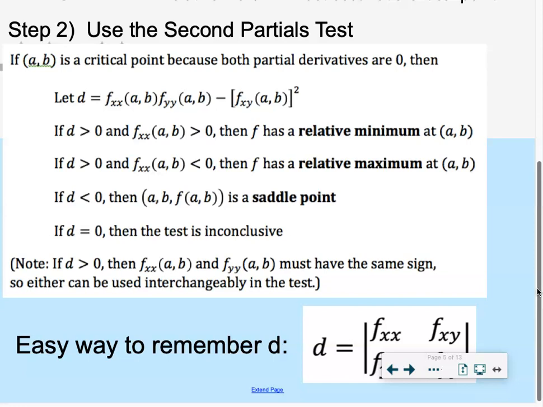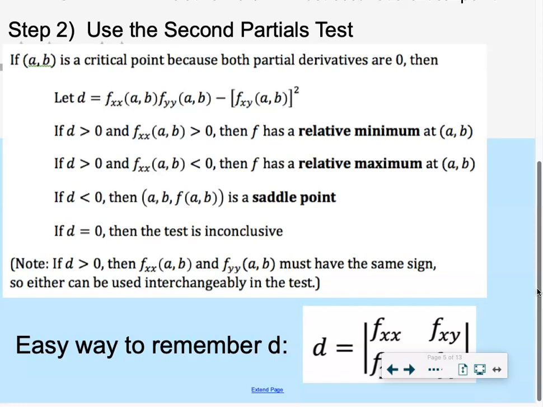So our D is going to be our f sub xx, our second partial with both x's, times our f sub yy, our second partial with both y's, minus the mixed partial squared. That gives you your D. If your D is positive and your f sub xx is positive, you have a min. If your D is positive and your f sub xx is negative, you have a max. I just remember if my D is positive, then I'm going to have a max or a min. If my D is negative, I've got a saddle point.